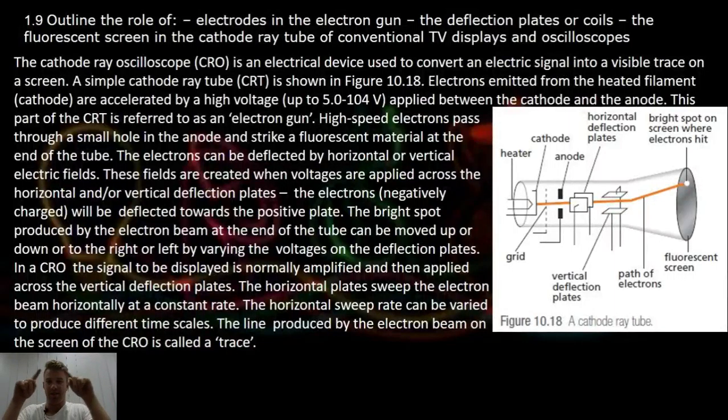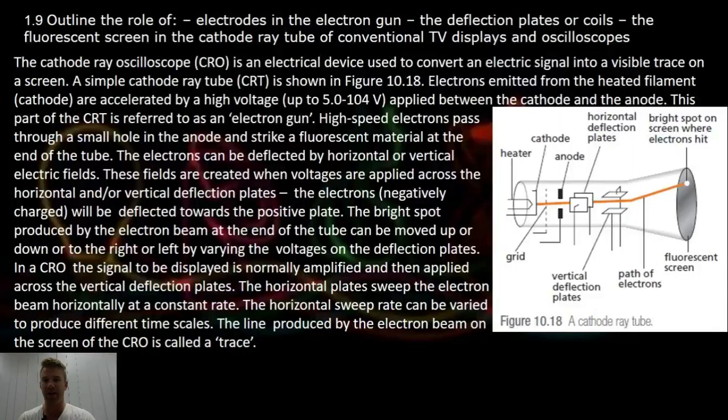1.9, and I'm getting small in this window. So: outline the role of electrodes in the electron gun, deflection plates or coils, which we've done multiple times in previous stop points, and the fluorescent screen of the cathode ray tube of conventional TV displays and/or oscilloscopes.